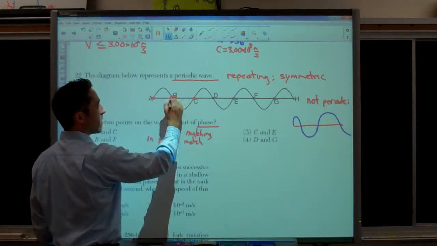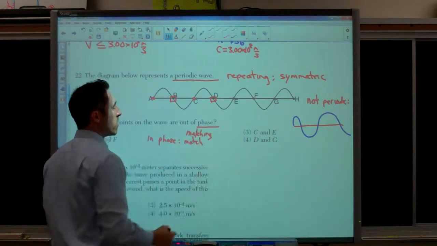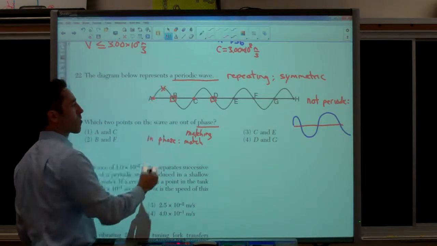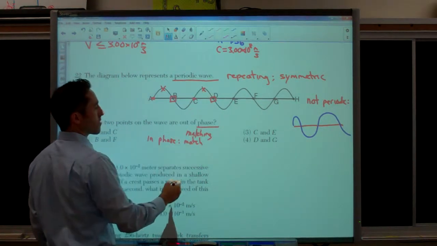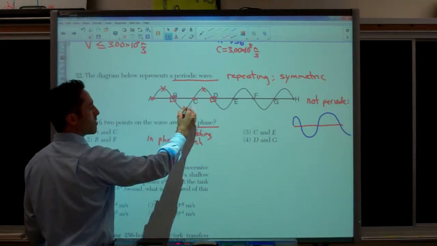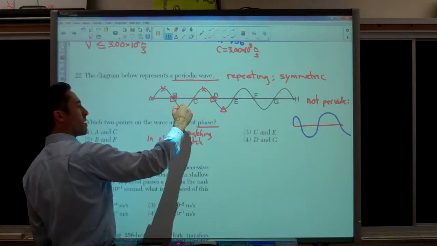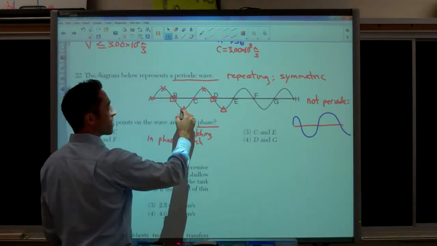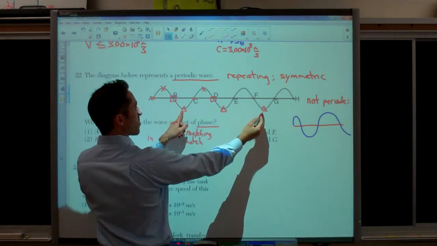B is in phase with D. Now the letters are not marked up here, but this spot, the crest, is in phase with the next crest. The trough is in phase with the next trough. Of course, this trough is in phase with the one before it. And the phasing can skip a wave. So you can be in phase, and there's another in phase. So these 2 points are in phase.